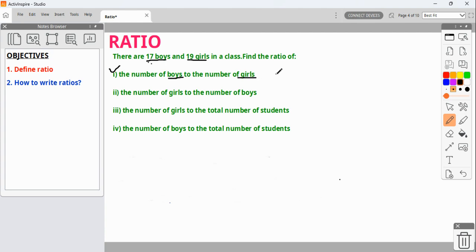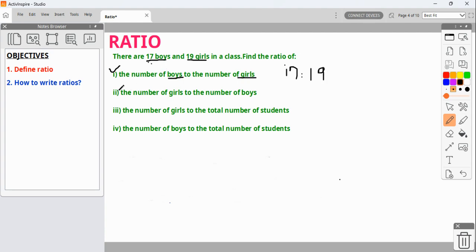So how to write it in ratio form? We can see here, boys are 17, girls are 19. So the answer will be 17 ratio 19. 17 ratio 19. Boys to girls ratio.